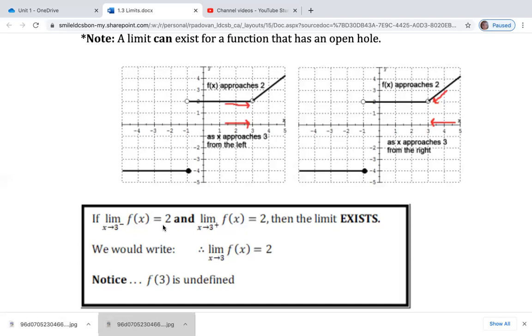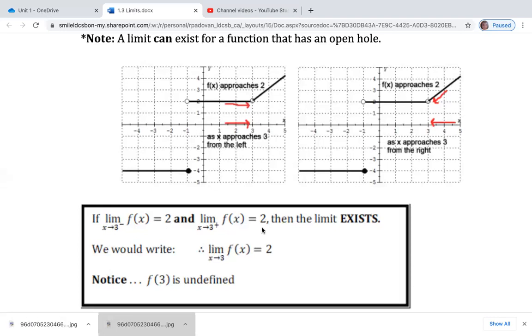Now, if I do the same thing from the right-hand side, if I'm looking at the limit of f of x of this function as x approaches 3 from the right-hand side, I'm staying on top of my function, right? The arrows are going this way, indicating I'm coming from the right. I'm moving right to left. As I'm approaching the value of 3, what y value am I getting close to? I'm nearing a y value of 2.